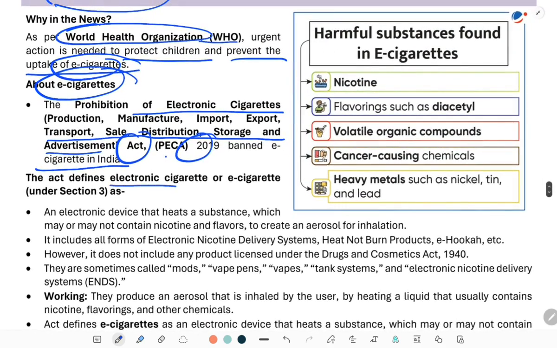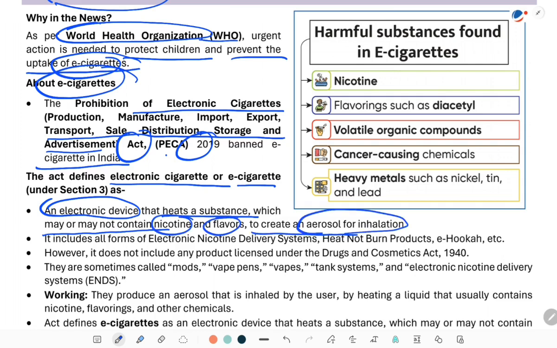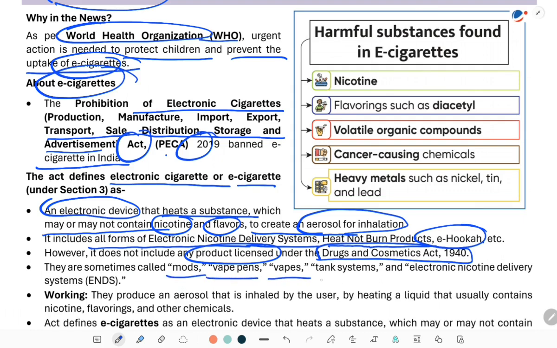The act defines the electronic cigarette, or e-cigarette, as an electronic device that heats a substance, which may or may not contain nicotine and flavors, to create an aerosol for inhalation. It includes all forms of electronic nicotine delivery systems, heat-not-burn products, and e-hookah. However, it doesn't include any product licensed under the Drugs and Cosmetics Act 1940. They are also sometimes called mods, vape pens, vapes, tank systems, and electronic nicotine delivery systems.